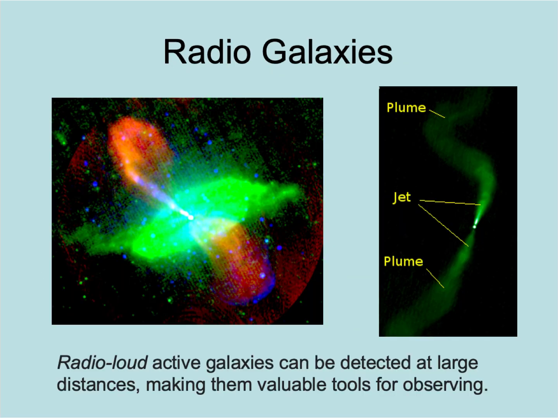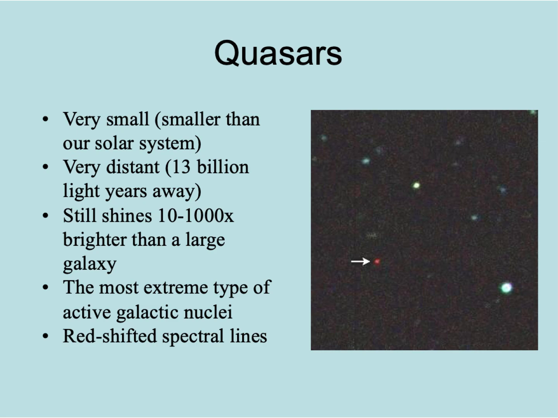Radio loud galaxies are easy to detect from very far away due to the large amounts of energy they release. They sometimes actually have jets of material that shoot out from their nuclei. There is a lot we still do not understand about these active galactic nuclei. Many of these active galactic nuclei are quasars, or quasi-stellar radio sources. These are some of the most distant objects in the observable universe, and though they are small, they shine many times brighter than ordinary galaxies.